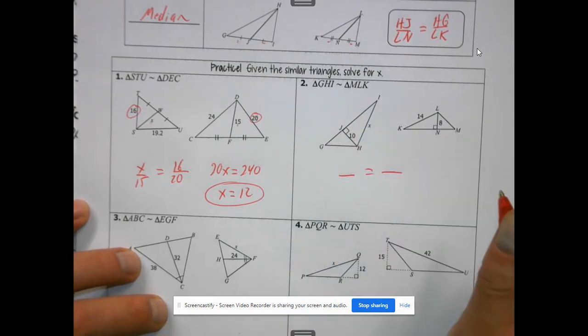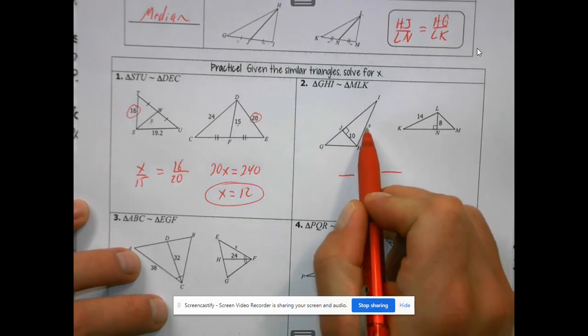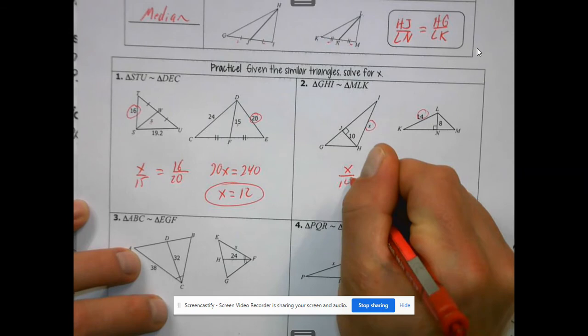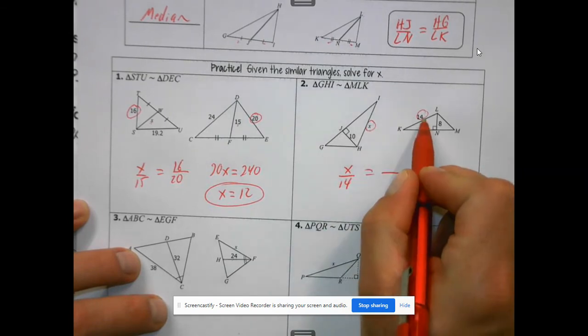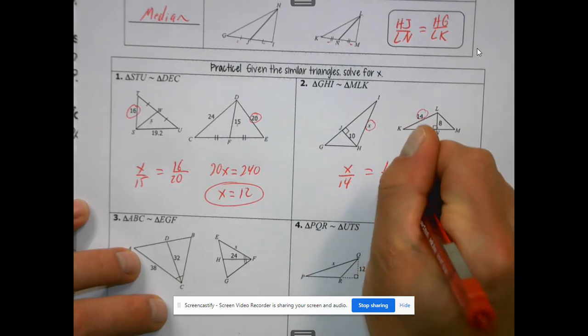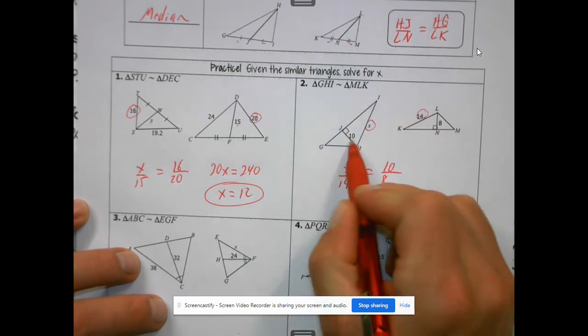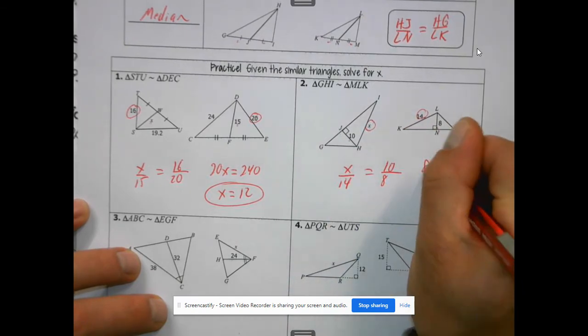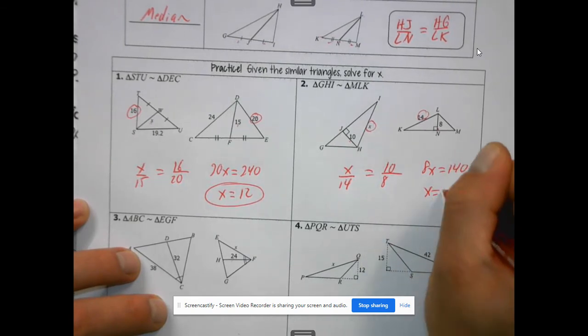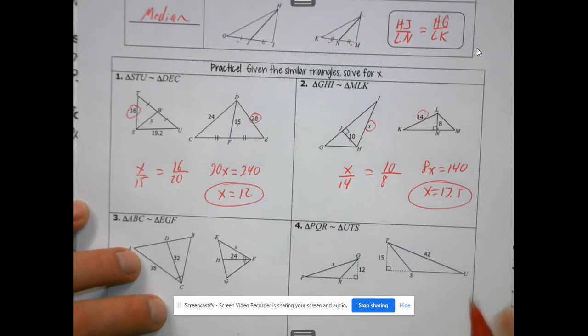Number two, I see I have a couple sets of altitudes. I find the variable first. There's x. X matches up with that guy right there. So x over 14, left to right, equals altitude left over altitude right, 10 over 8. Left to right, left to right. Cross multiply gives me 8x equals 140. 8 goes in there 17.5 times.